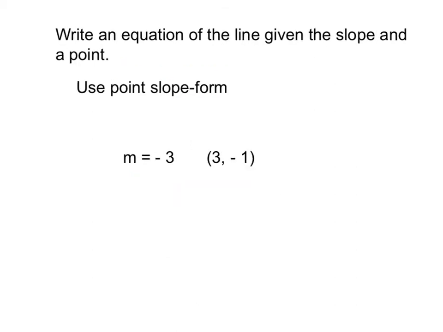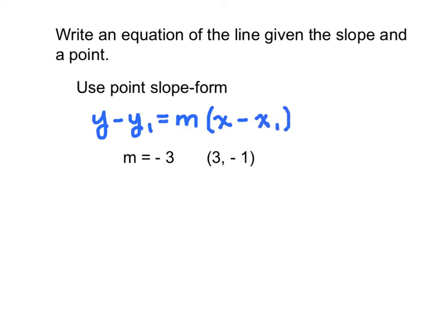In this example, we're going to write an equation of the line given the slope and a point. And because we're given a slope and a point, we're going to use something called point-slope form. Point-slope form takes on the format y minus my y coordinate equal to slope m times the quantity x minus my x coordinate.